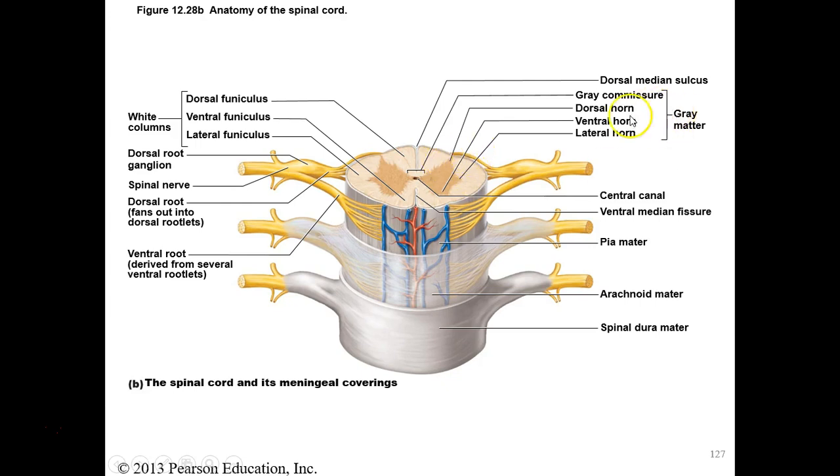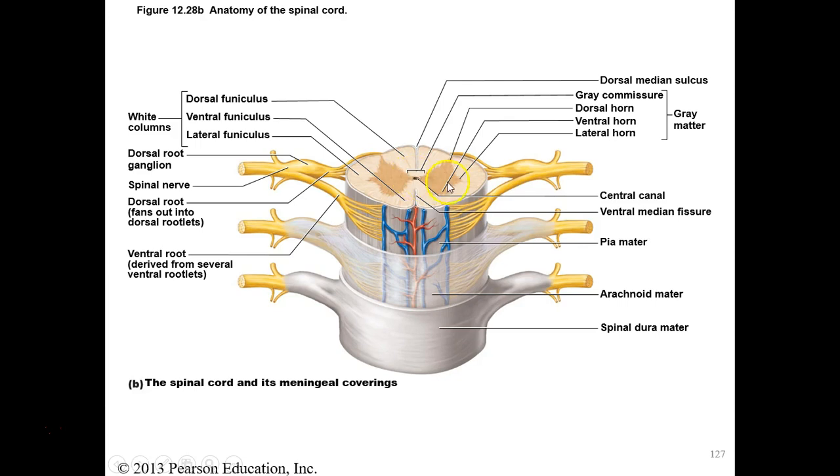Okay, and there is oftentimes also a sort of lateral expansion of the gray matter or extension of the gray matter known as the lateral horn, and these are autonomic motor fibers, particularly in the thoracic and upper lumbar regions that we find this.